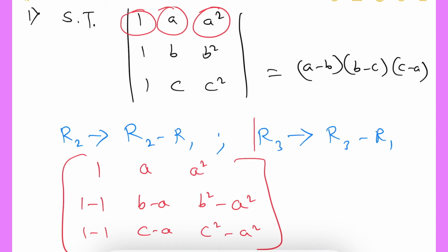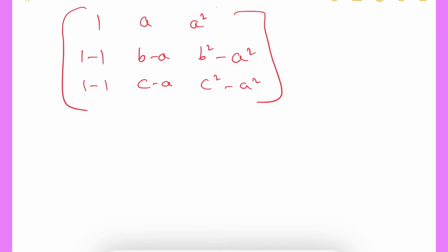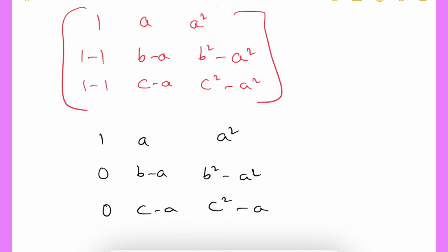Now let us simplify this. 1 as it is, a as it is, a square also as it is. 1 minus 1 is 0, b minus a as it is, b square minus a square as it is. Next, 1 minus 1 is 0, c minus a as it is, c square minus a square as it is. Now if we observe, two zeros are there, so it will become easy to find the determinant.